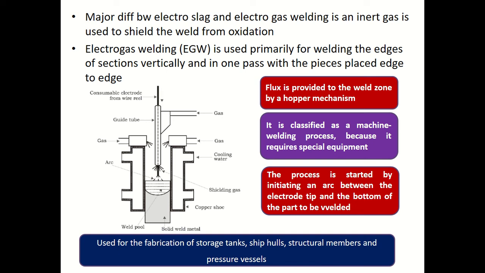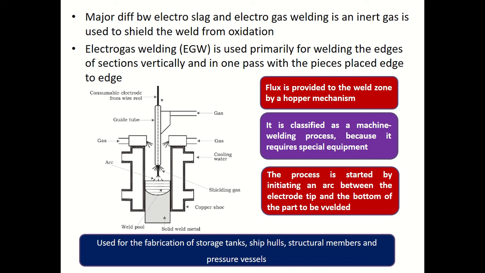Electro gas welding is used primarily for welding the edges of sections vertically and in one pass, with the pieces placed edge to edge, likewise what I mentioned in electro slag welding. Here also there will be granular flux, and that flux is provided to the weld zone by a hopper mechanism.